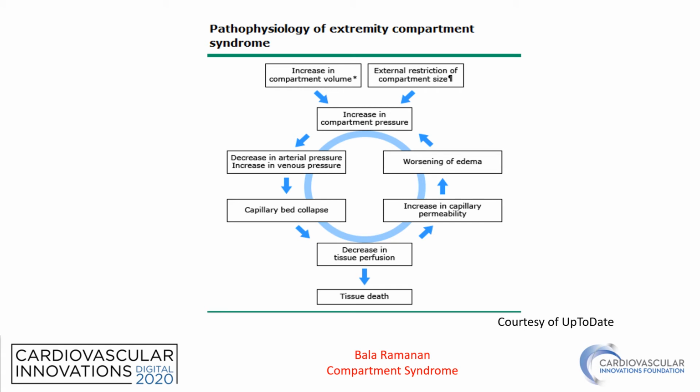This figure shows the pathophysiology of extremity compartment syndrome, which is initiated by an increase in the compartment volume, which could be because of bleeding, as in our case. This leads to an increase in the compartment pressure, which in turn leads to a decrease in tissue perfusion. This causes edema, which in turn increases the compartment pressure and leads to a vicious cycle that ultimately causes tissue death.